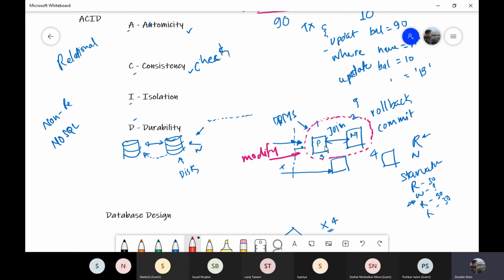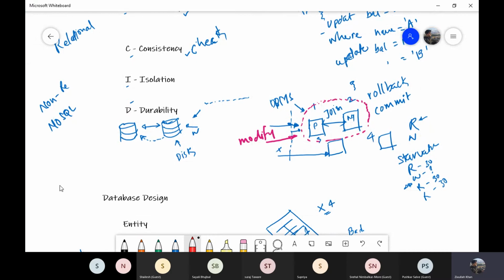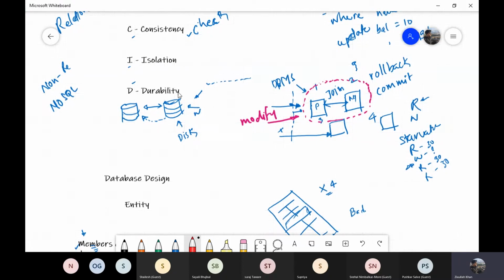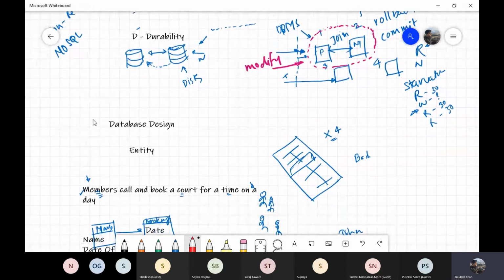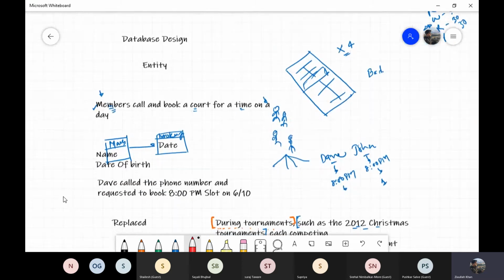Isolation is about keeping operations separate so that when data is being accessed or modified, a read should not give false information to the one trying to access it. And durability means the data persists across crashes and across server restarts. Then we looked at entities and how to identify those entities.